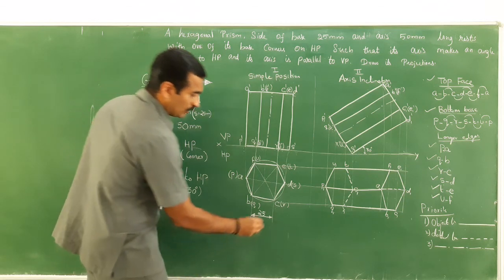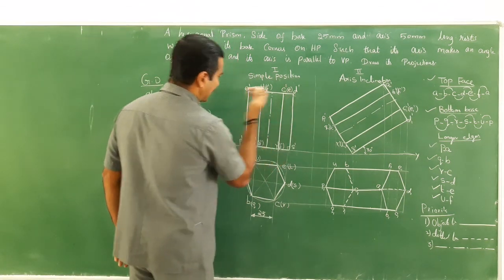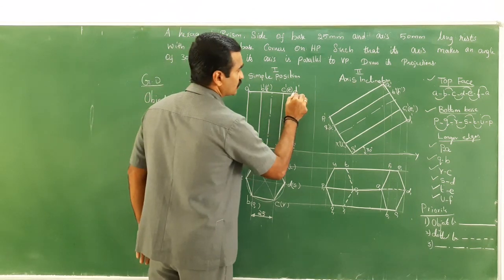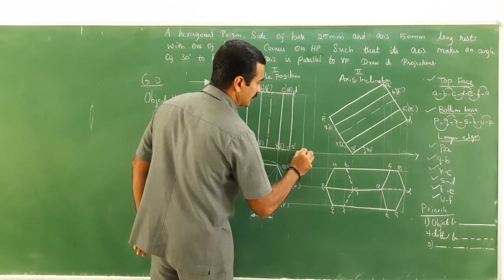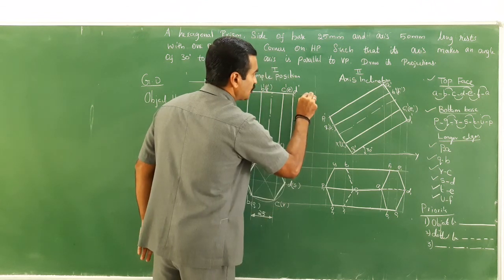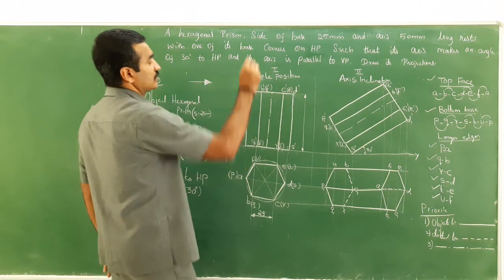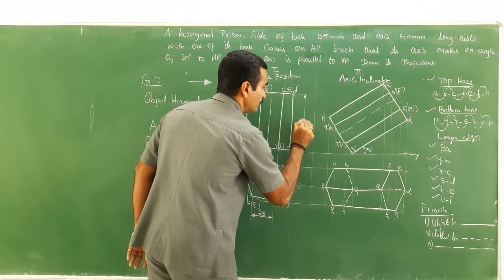Clear? Now next, the axis height. Either I can mark it here or mark it here. Since I have sufficient space here, let me just mark it over here. Remember, the dimension should always be marked above the dimensioning line. It is 50 mm, so 50 mm.